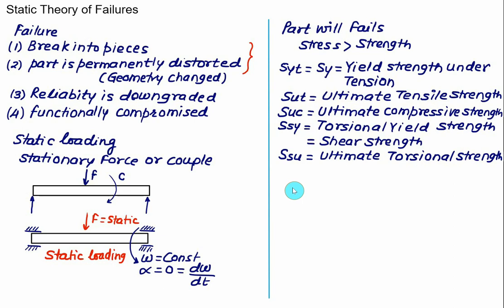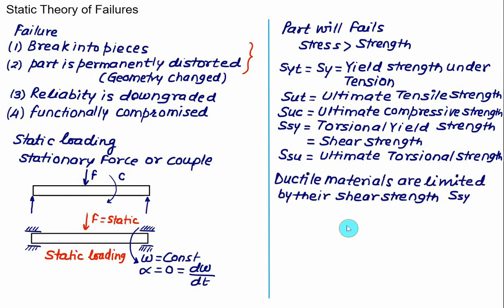Before we proceed to static theory of failures, first there are a few facts we want to make clear for ductile material and for brittle material. The design of a ductile material is based on the shear strength, that is the value of SSY, which is the torsional yield strength or simply the shear strength. And under the tension test, we obtain the value of shear strength equal to SYT divided by 2.